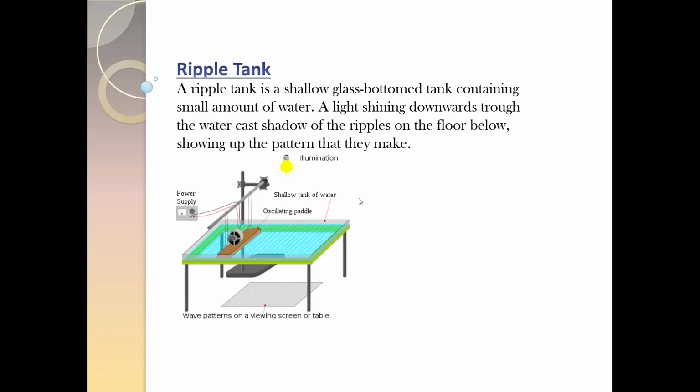This is the ripple tank, and there is a lamp on the top through which light is passing. When the light passes, we observe the pattern on the screen below the table. Actually, we don't see the wave, we observe the wave fronts.